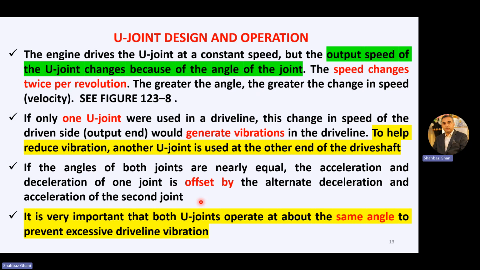Ideally speaking, they should be in the same plane, but because of construction and space limitations, there is some angle. So the acceleration and deceleration of one joint is offset by the alternate deceleration and acceleration of the second joint. It is very important that both U-joints operate at about the same angle to prevent excessive driveline vibration. So the designer has to take this into consideration: the front end U-joint and the rear end U-joint should operate at the same angle to prevent this excessive driveline vibration.